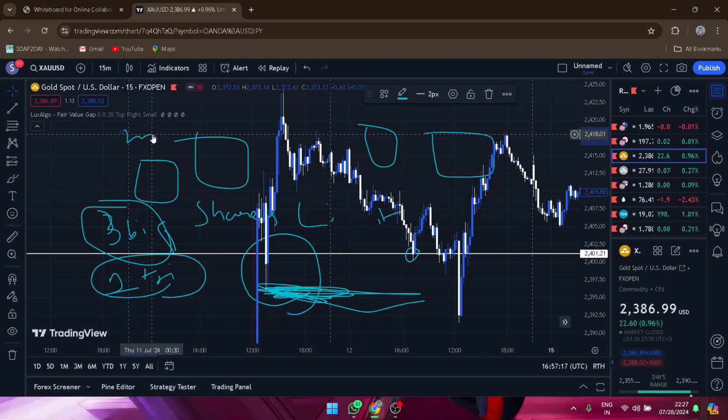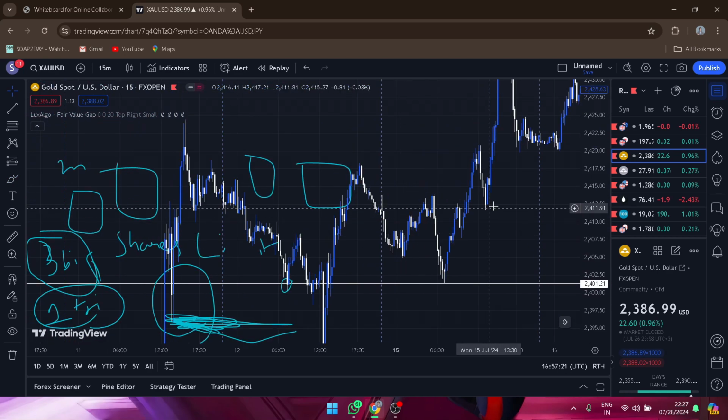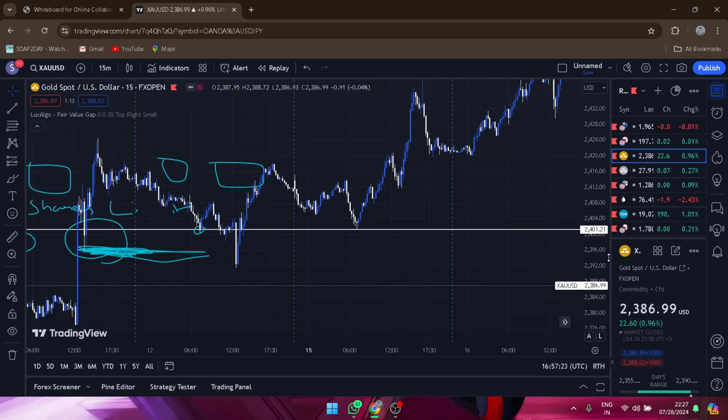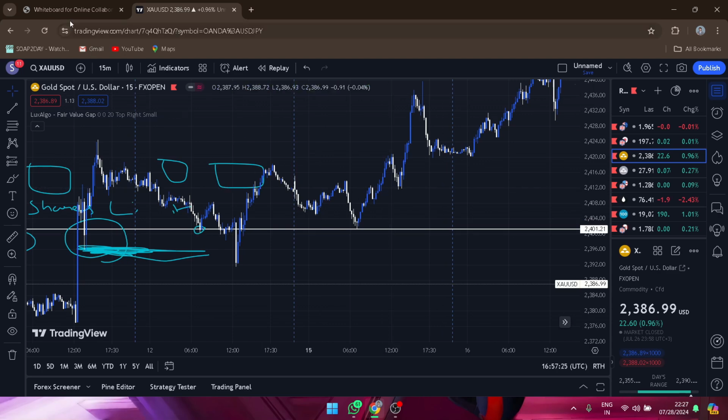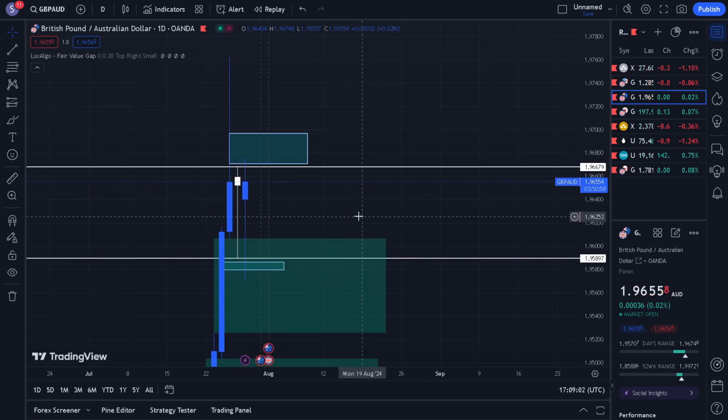Now let's come to real-time examples and see how we can implement this strategy to make bucks. All right. So we'll just have a practical example of how this strategy works.